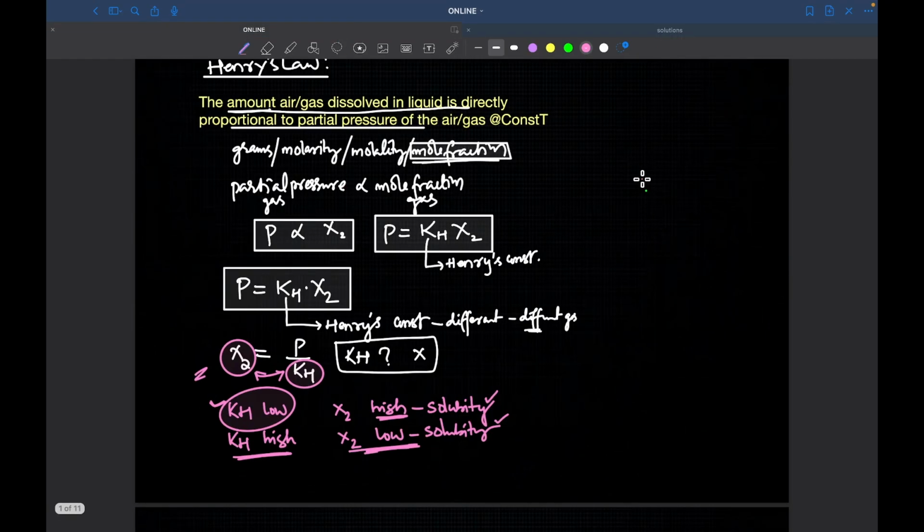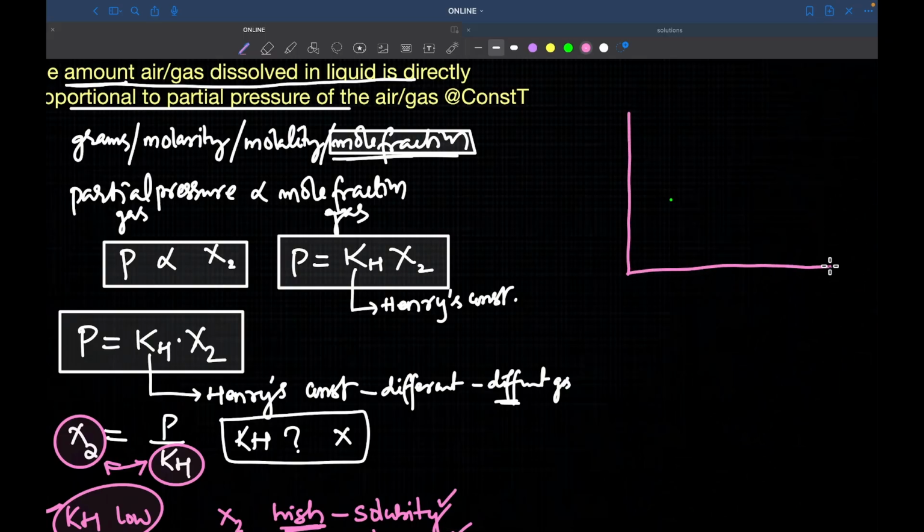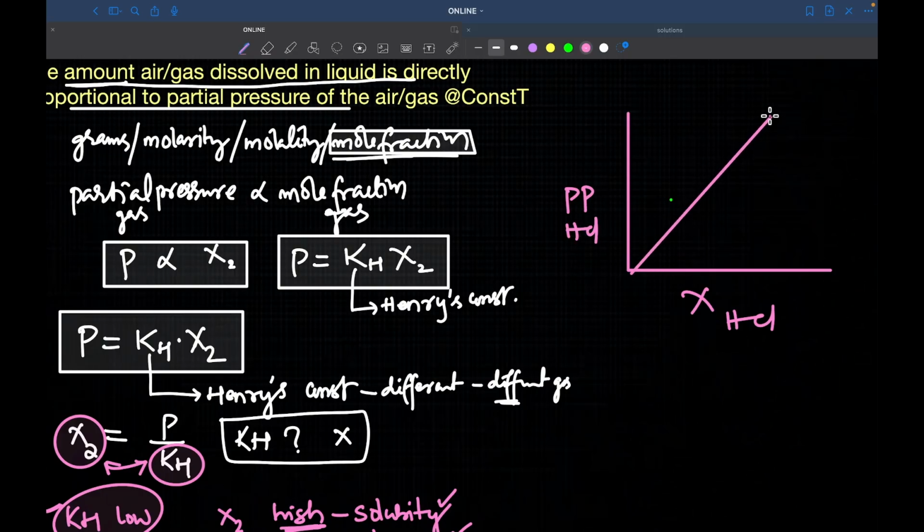So ikkada graph kuda manam geesukovali. So graph looks like this one. The x-axis is the mole fraction of HCl. This is the partial pressure of HCl on the y-axis, and we got the straight line, right. So straight line because P equal to KH into x2 plus 0 కాబట్టి.